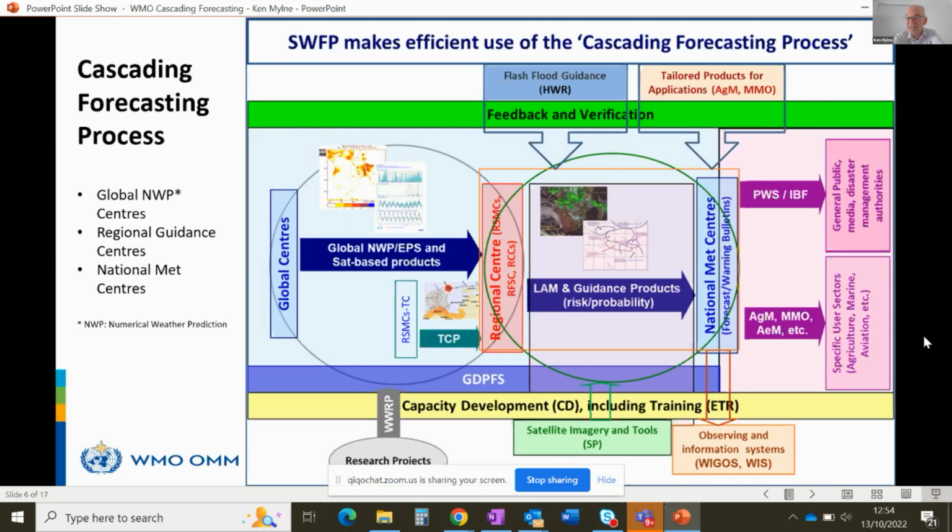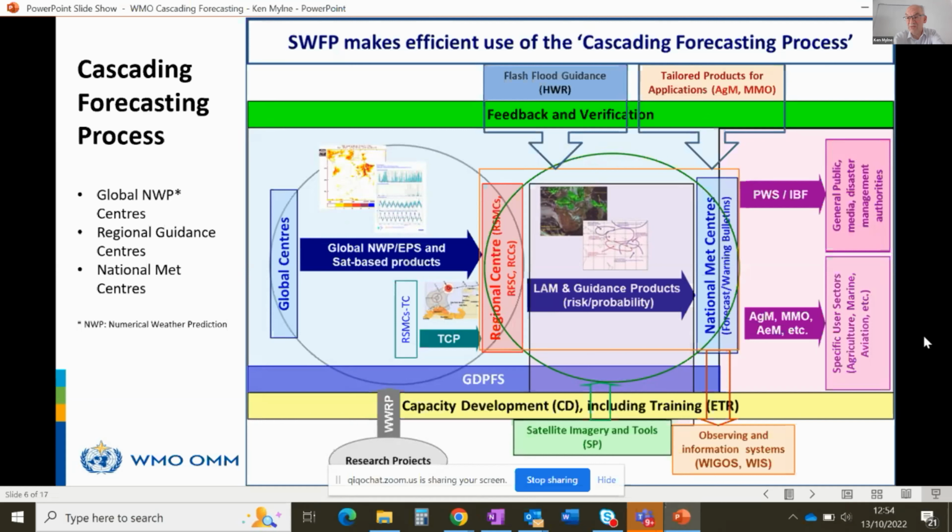So even though those national Met Centres may not have their own numerical models, or may not even have the capacity sometimes to download the data directly from the global centres because of low bandwidth connections and that sort of thing, all they need is an internet browser to be able to see the guidance that comes from the regional centre. And then that gives them the forecast data that they need to be able to issue warnings and basic forecast services in their countries.